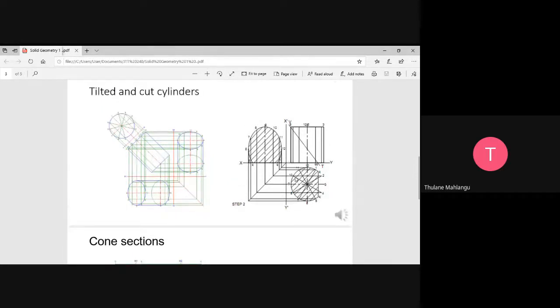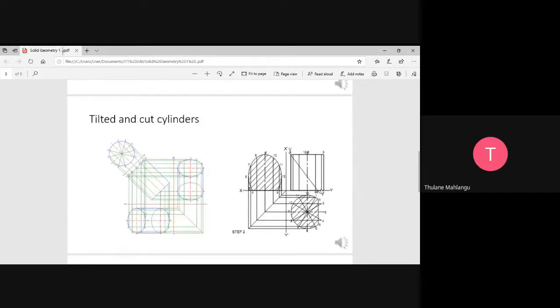I wish I could also explain this one while I'm drawing, but guys, having a top view and a front view with a cutting plane. So the cutting plane, you must know that a cutting plane will always be in the front view. So having the cutting plane there, to know where exactly the cutting plane cuts the cylinder, you must have the side view.